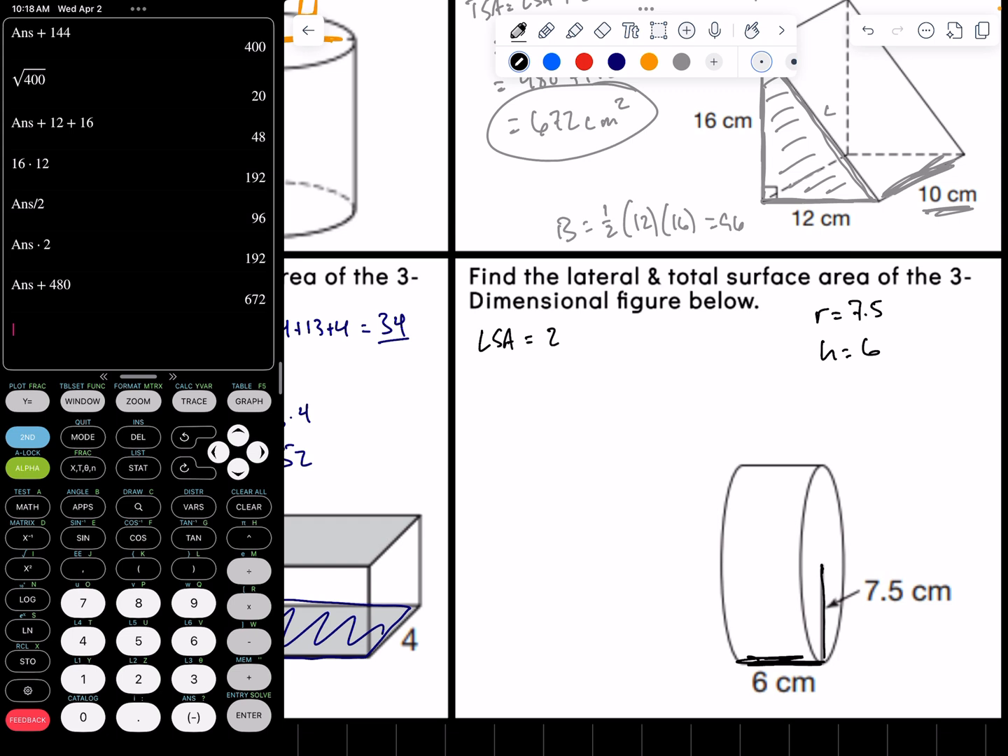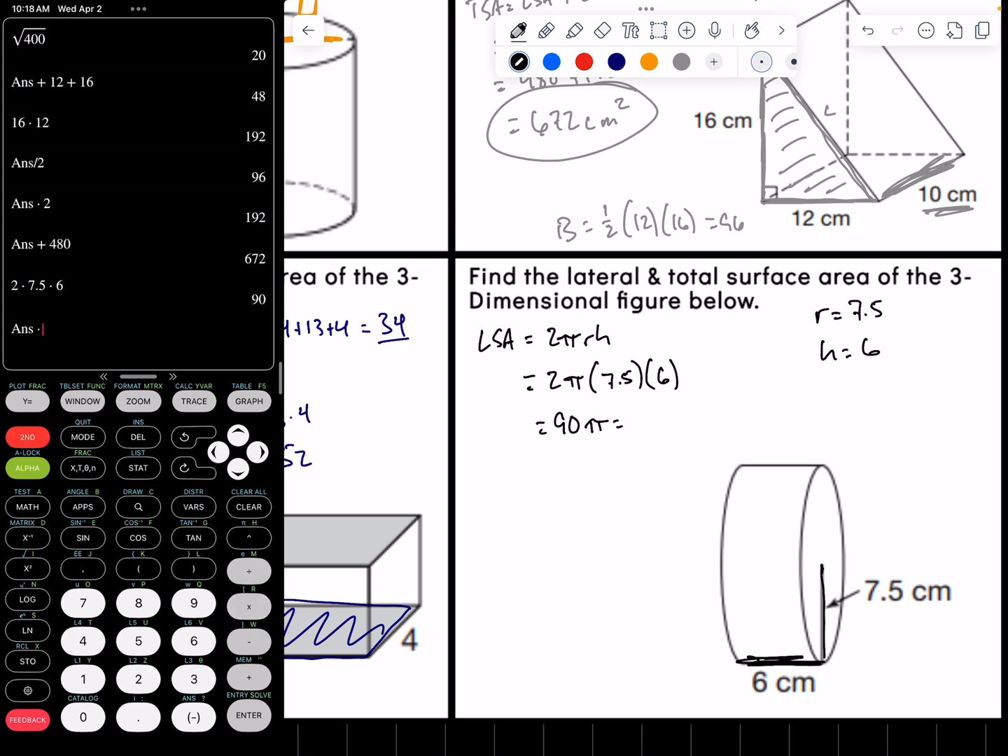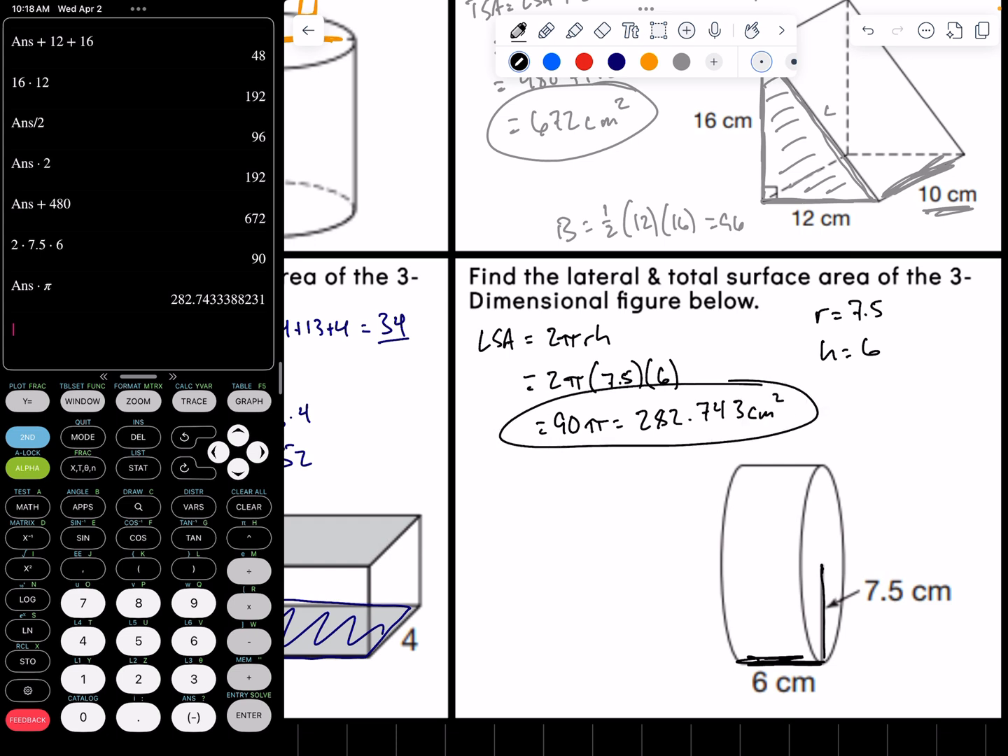Lateral surface area equals 2 pi RH. So that's going to be 2 pi times 7.5 times 6. If I was leaving it in terms of pi, 2 times 7.5 times 6, it would be 90 pi. But then I can multiply that by pi to get 282.743, and they're both going to be centimeters squared. Either one would be okay.